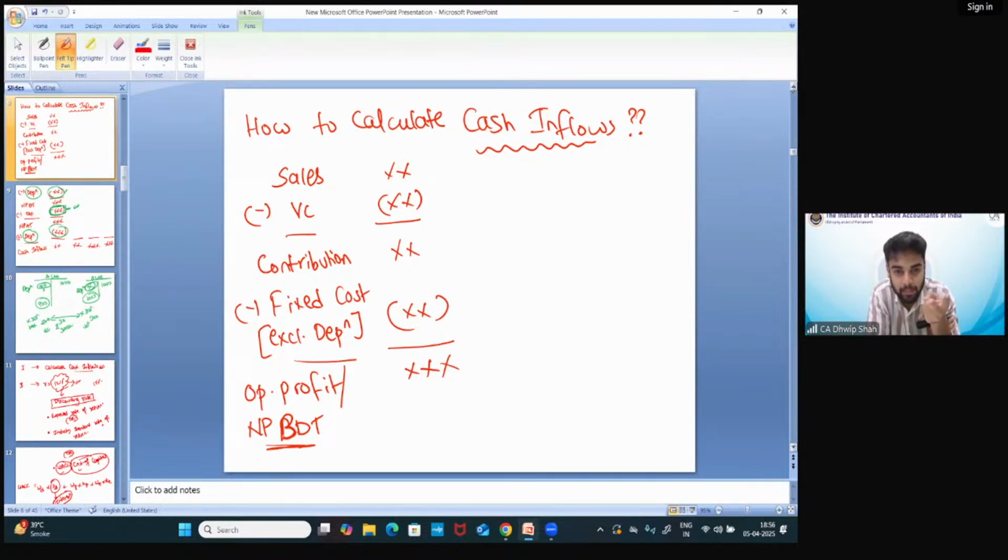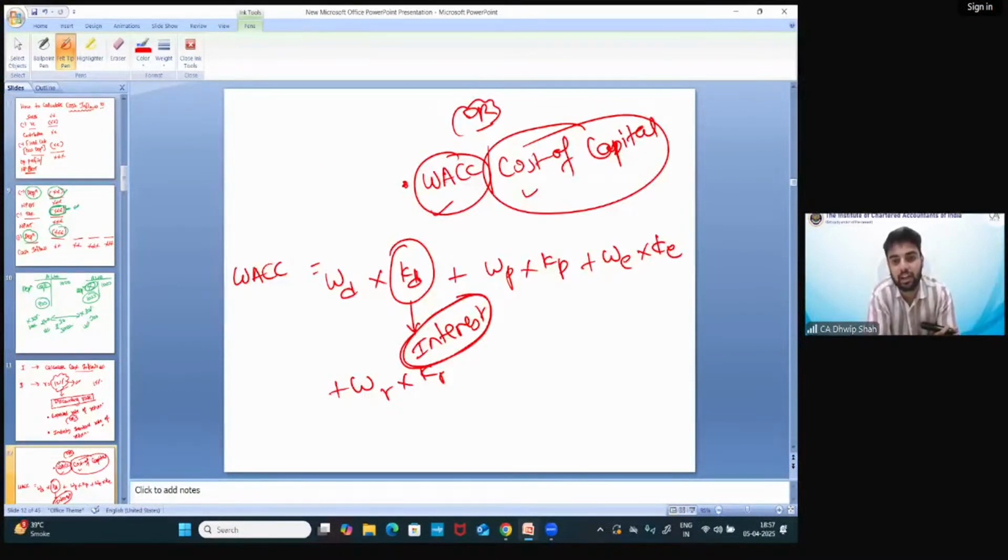We neither subtracted preference dividend, nor equity dividend, although they are cash outflows. Although they are cash flows, still we didn't separate them. Why? Because they are already a part of your cost of capital. Is everyone following? That is, they are already a part of your discounting rate. So you cannot deduct it twice. Clear? Clear, everyone?